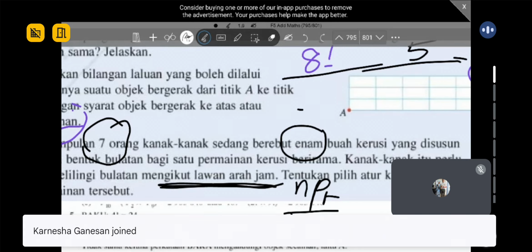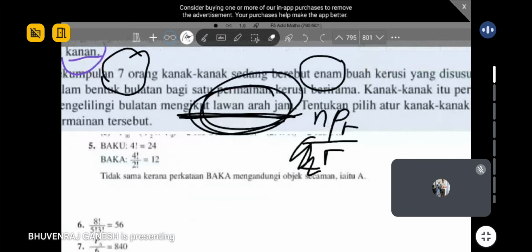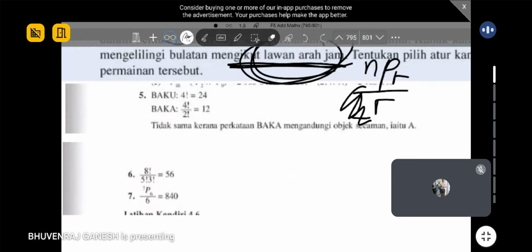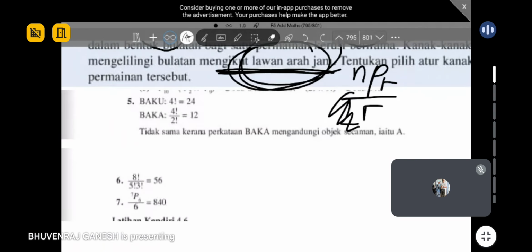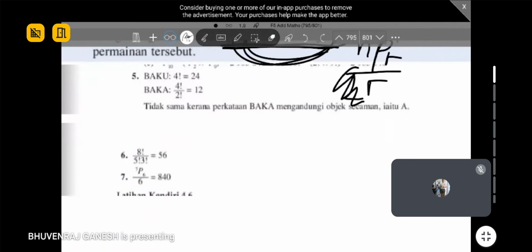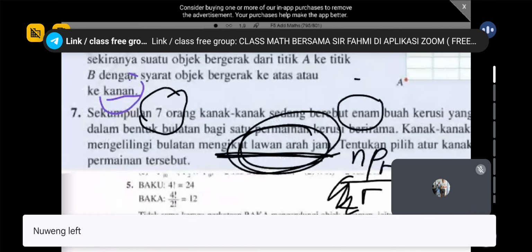Can you all understand guys? So they already specify here one direction only. Okay? So that's why the formula is NPR bahagi dengan R sahaja. Okay? Are you all clear guys? So the answer is this one, 840. N sama dengan 7, R sama dengan 6. Okay? So yeah, this is the brief recap on permutation.